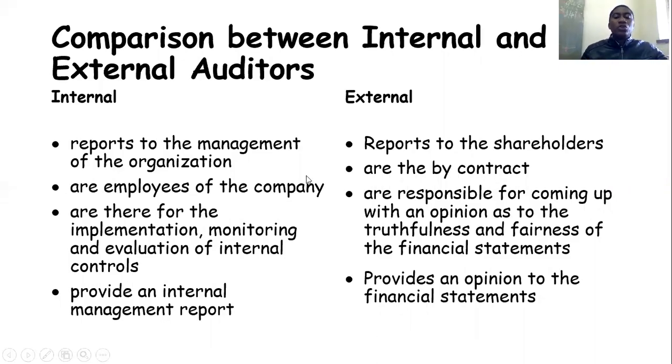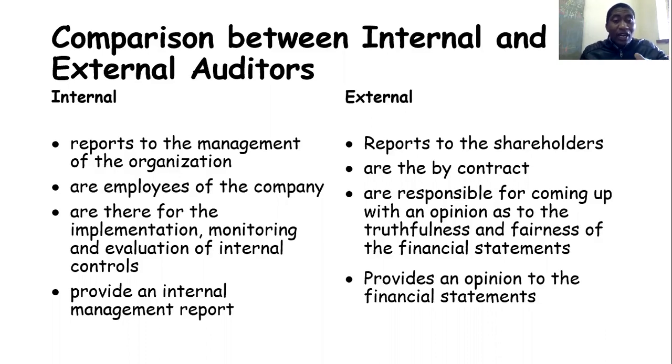Right, today we want to look into how our internal auditor exercises independence. Before we understand that, we need to understand what an internal auditor is and what an external auditor is. First off, the internal auditor is an employee of the organization who reports to the management and has been employed for the implementation, monitoring, and evaluation of the internal controls of the organization. Right, so he or she is an employee.